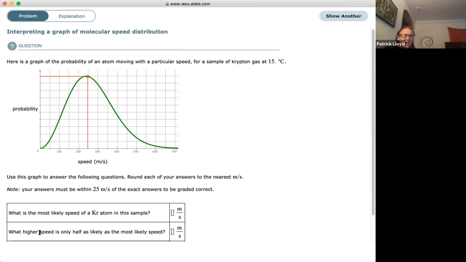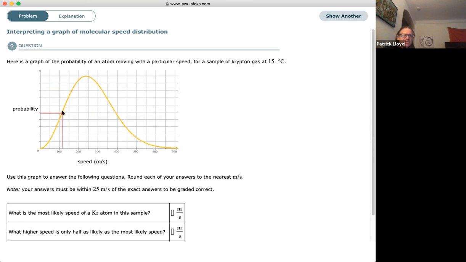And then what higher speed is only half as likely? So here's the probability that gas molecules are moving some speed. Here's your peak. That's your most likely. Half that likelihood would be halfway down. I think that's 10 squares if you count up: 1, 2, 3, 4, 5, 6, 7, 8, 9, 10. So half as likely would be 5 squares, half of 10, right? So you go down half the way. So that would be right there.